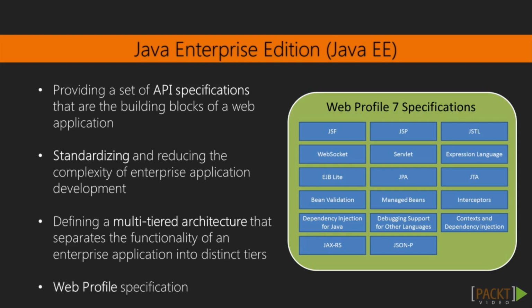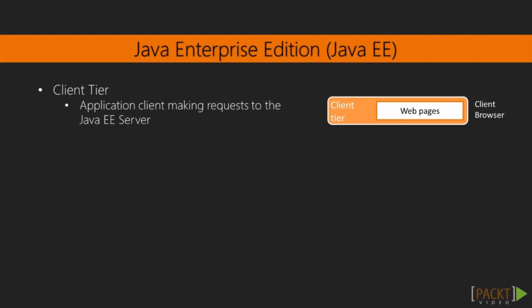However, for the sake of developing a web application, we don't need to know the whole family of Java EE components. Since Java EE 7, a trimmed down subset called Web Profile was created particularly for web applications. We now look into the details of the multi-tiered architecture. We start from the top tier.